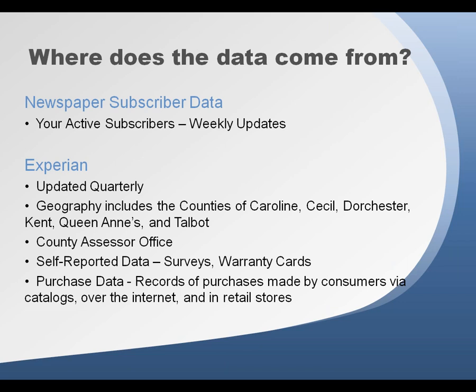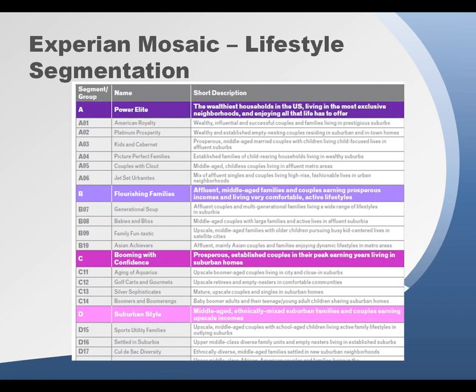They're going to compile data from the county assessor's office. They're going to compile data from self-reported information, things like surveys and warranty cards. And they're also going to compile some data based on purchases you might have made through catalogs or over the internet or in particular retail stores. That's ultimately where Experian takes that information, brings it over, and then we're going to bring it over into your MMS system.